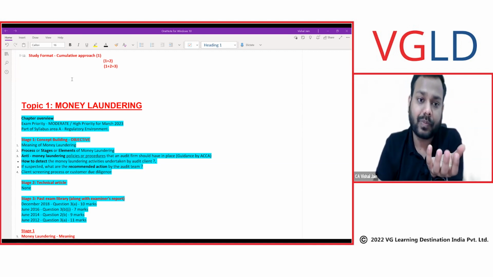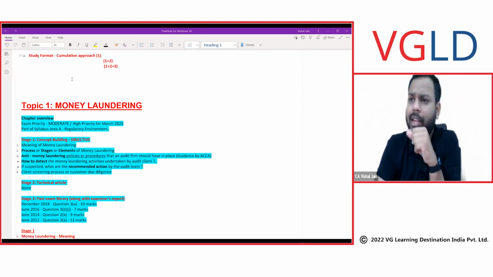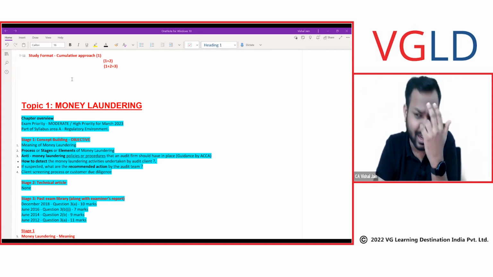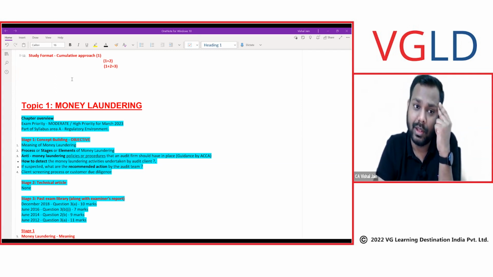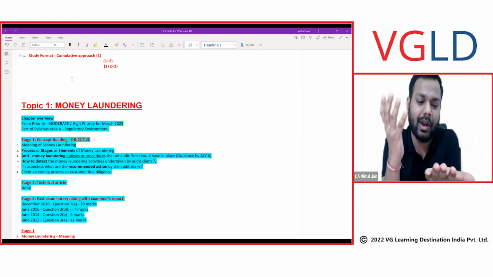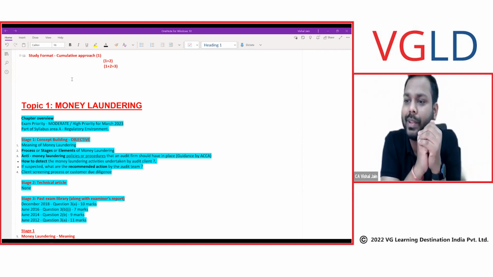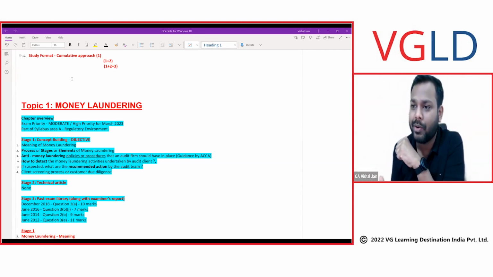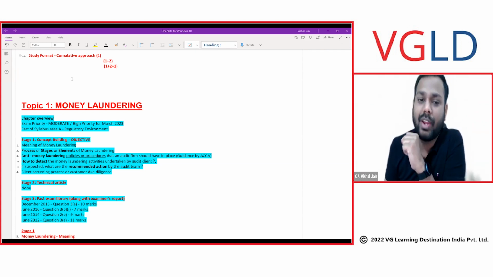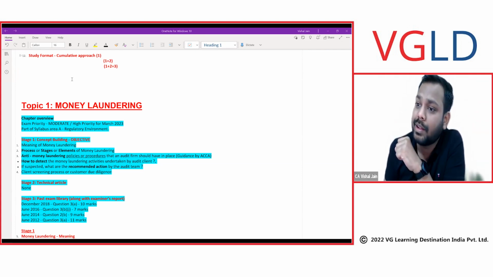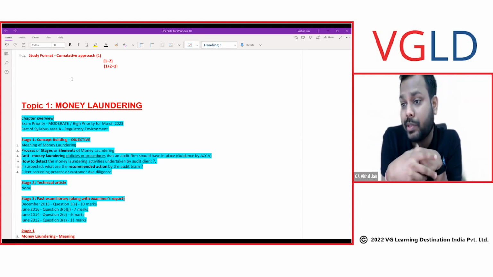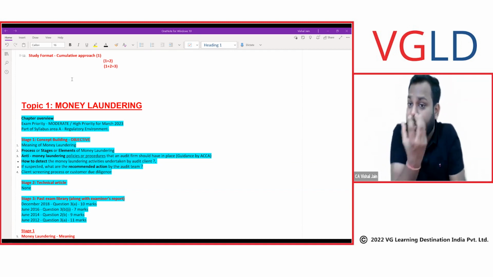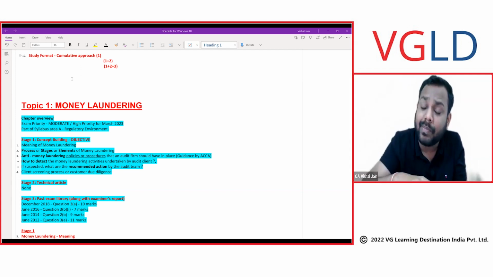Or let's suppose, have any of you seen that movie, what was the name of that movie? Rajnikant's movie, I'm not able to recall the name. In which they collect the money from all the politicians, send it abroad, and bring all the money back to an Indian bank account by way of donation. Again, that is also called a money laundering process, when you are making illegal money accounted in the system as legal money.